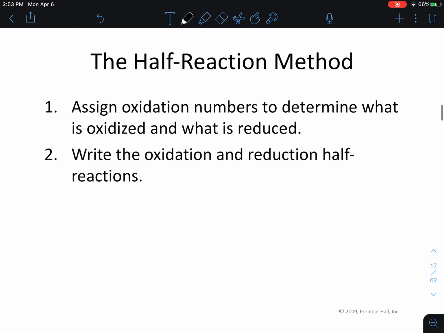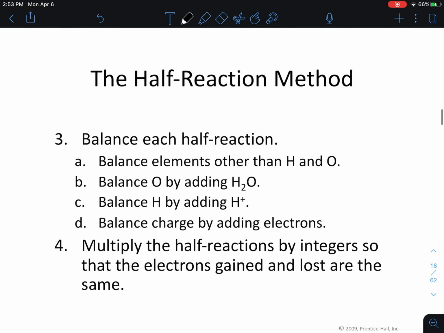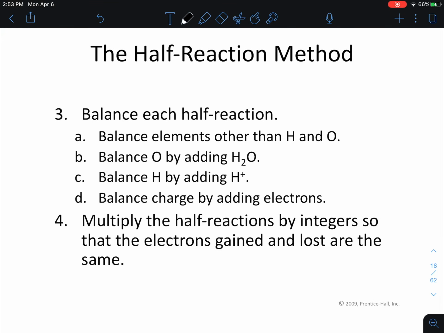So we call this the half reaction method. And we want to assign oxidation numbers to everything to kind of figure out what's going on. You don't have to do that step, but generally speaking, it makes it easier to make sense of everything else you want to do, and then write them out as two half reactions. You're going to split things up from the original overall reaction into half reactions. Then you're going to balance, and balancing is going to be done in a series of very specific steps, so that's what we want to pay attention to.